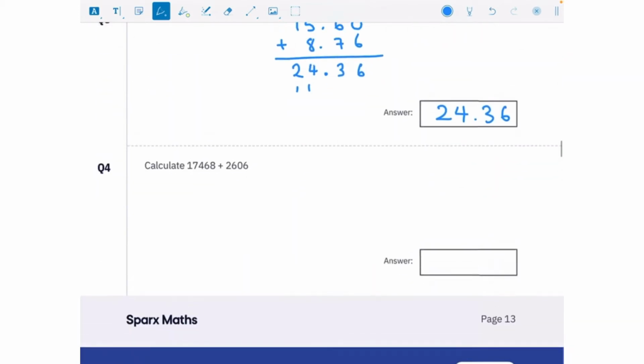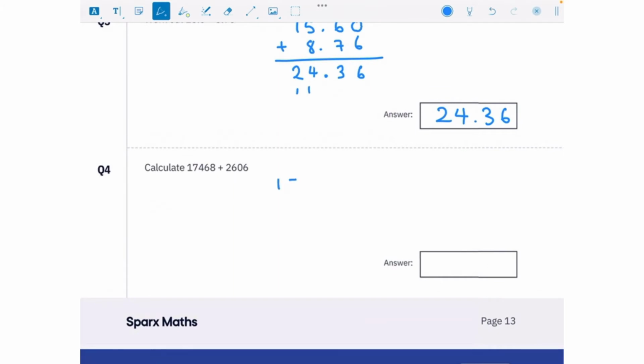Question number 4, 17,468, add 2,606. So again, we're just lining up those columns. 8 add 6 is 14, so 4 carry the 1. 6 add 0, add the 1 is 7. 4 add 6 is 10, so 0 carry the 1. 7 add 2 is 9, add the 1 is 10, so 0 carry the 1. And then we've got a 2, so that's 20,074.